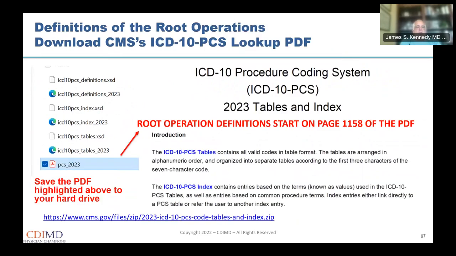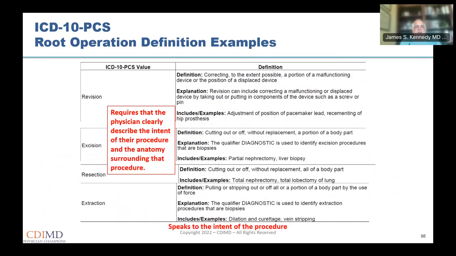So learning the root operations is going to be an extremely important aspect of this. You go back to that file that I just showed you, that PCS 2023. The definitions of the root operations are on page 1158 of the PDF, and you will want to become familiar with these. A couple of examples that I've given you are revision, excision, resection, and extraction.